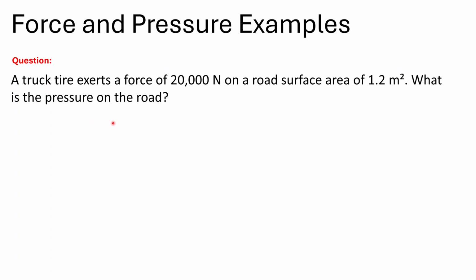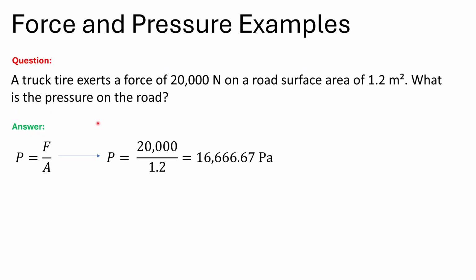Next question. A truck tire exerts a force of 20,000 newtons on a road surface area of 1.2 meters squared. What is the pressure on the road? The answer is pressure equals force over area. Therefore, pressure equals 20,000 newtons, which is the force, divided by the area, which is 1.2 meters squared, and it equals 16,666.67 pascals.